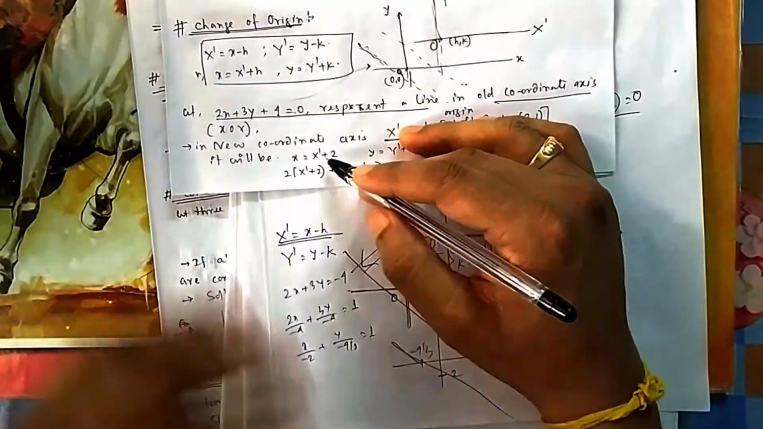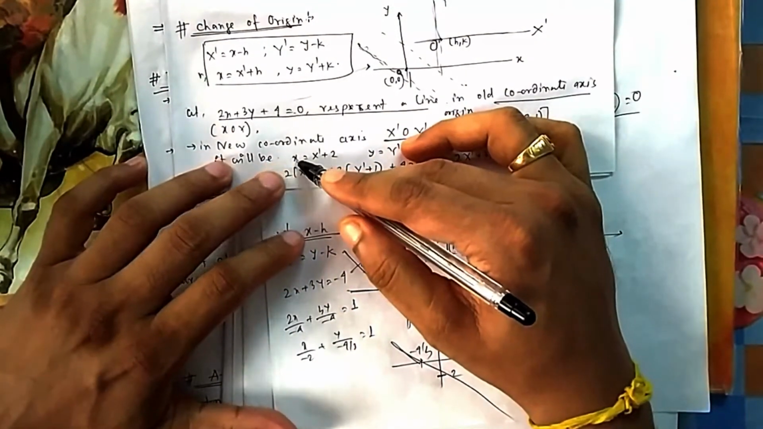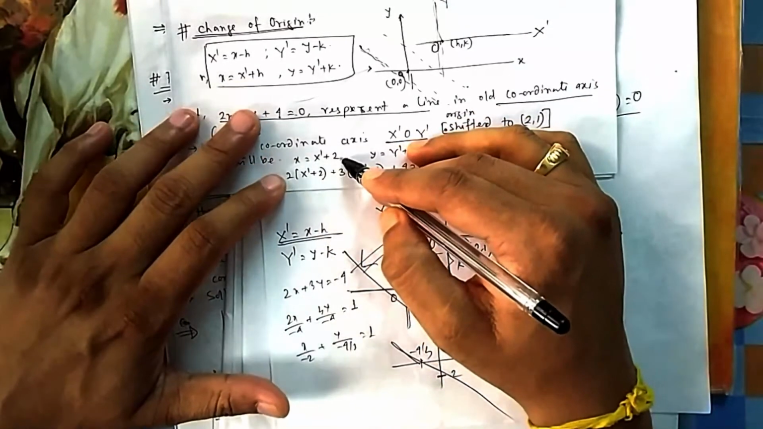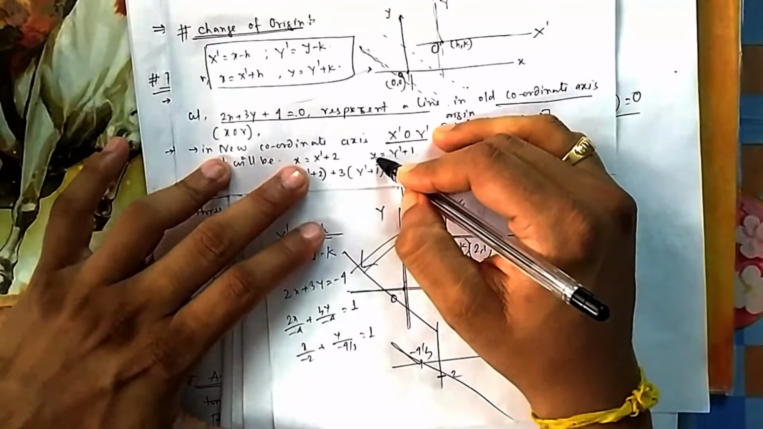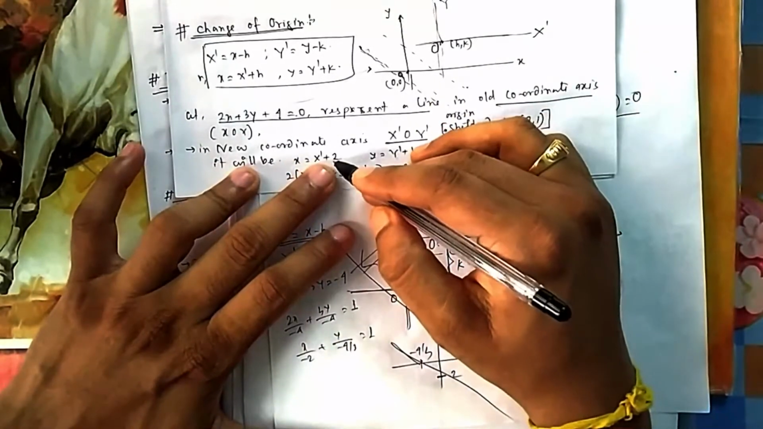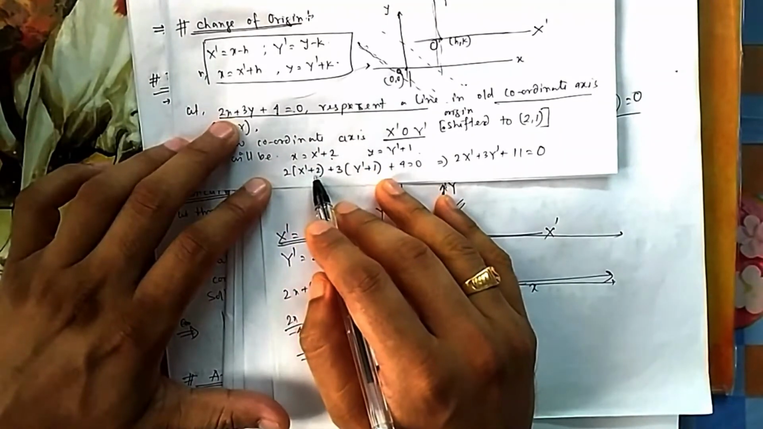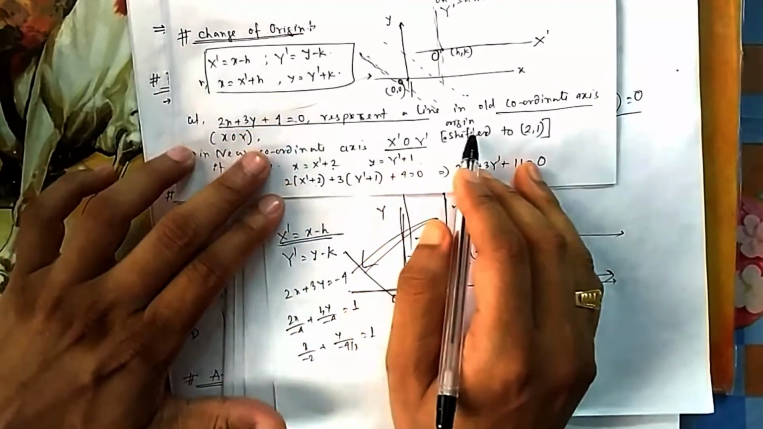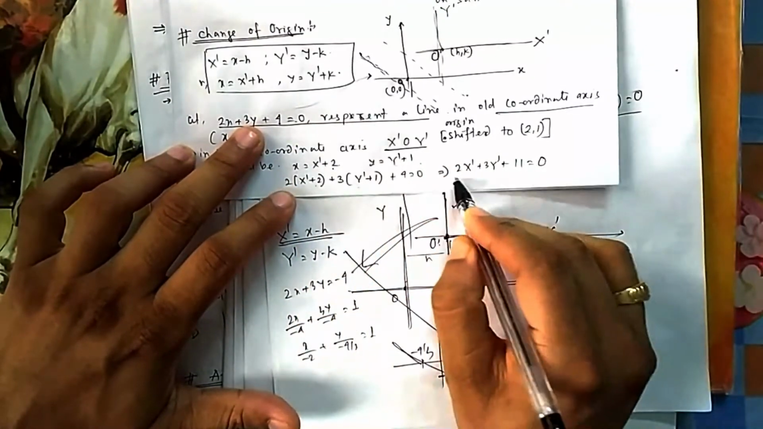What you will do is, your new x dash will be 2 less than your old x, x minus 2. So instead of x, you can write x dash plus 2. Here y is equal to y dash plus 1, because your old x, old y was bigger by 2 and by 1. You remember it that way. So instead of x, you put x dash plus 2, and instead of y, you put y dash plus 1. If you simplify, this is the new equation.